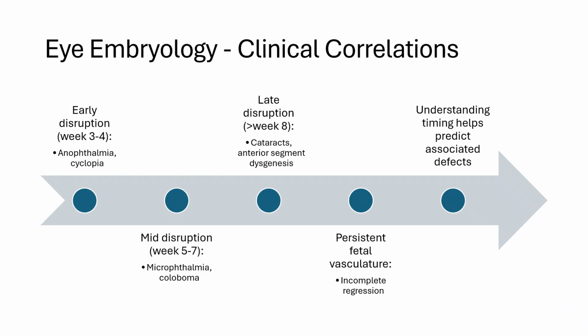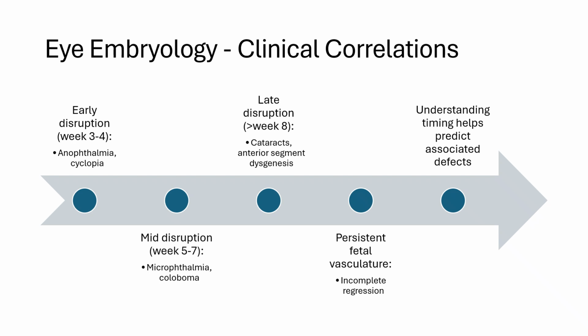Persistent fetal vasculature deserves special attention. The hyaloid vessels should involute completely, but incomplete regression leaves remnants. You'll see a white pupil, leukocoria, which requires immediate ophthalmology consultation to differentiate from retinoblastoma.